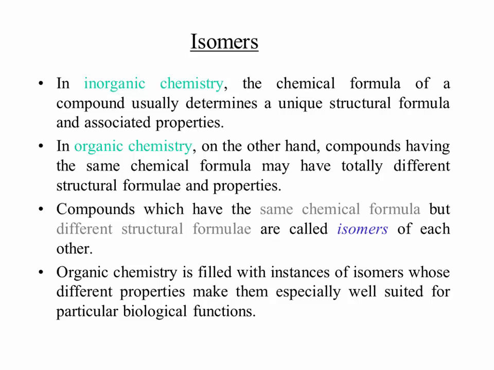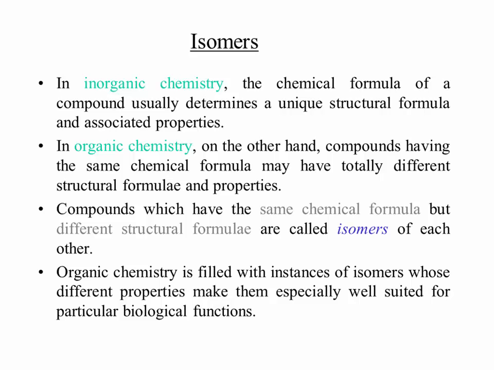Organic chemistry is filled with instances of isomers whose different properties make them especially well suited for particular biological functions. For example, if your body is given a different isomer to process, it will need an enzyme called an isomerase to get it to the right form. If I give you a sugar in a different form that you cannot metabolize, you have to have that enzyme. If you have that enzyme, you'll survive. If you don't, you'll die. It's as simple as that.